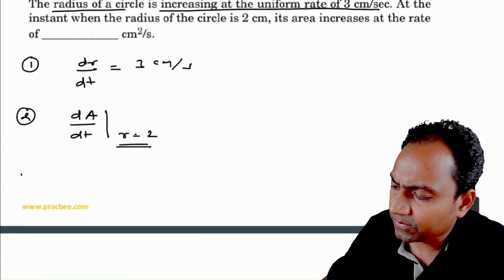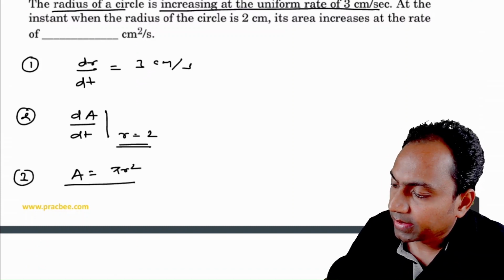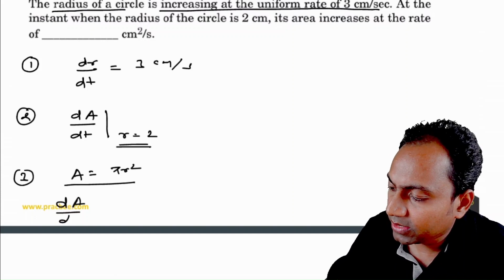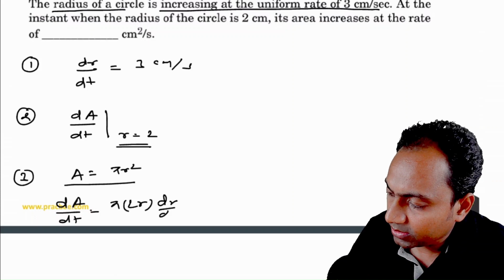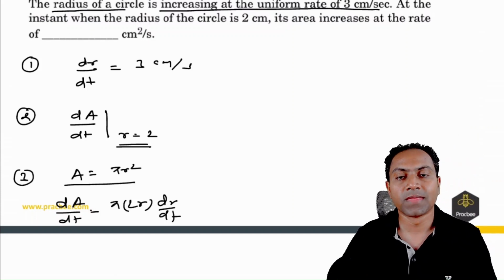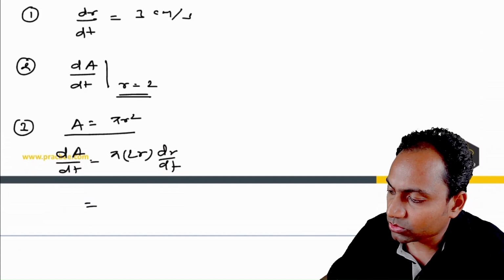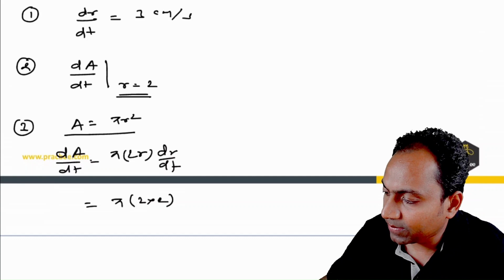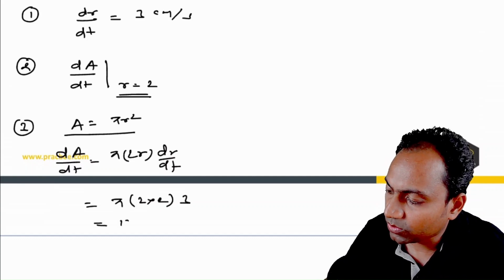Now it is very simple. In the third step, we'll write the value of A. For a circle, it is nothing but pi r square. And if I write that, the value of dA by dt comes out to be nothing but pi into 2r into dr by dt. We have done the differentiation. Now all we need to do is substitute the relevant value. Pi is pi, the value of r is given as 2, the value of dr by dt is given as 3. So the answer comes out to be 4 into 3, 12 pi.